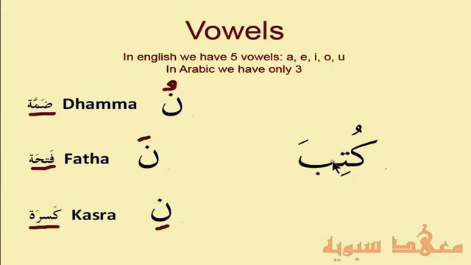And then we have the ba with a fatha on top. And remember, the fatha has an a sound, so that would be ba. So it would be ku ti ba. Kutiba, which means it was written or it was prescribed. So that's a brief explanation of vowels.